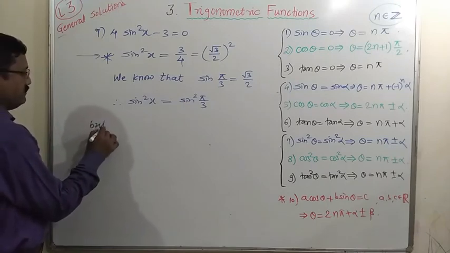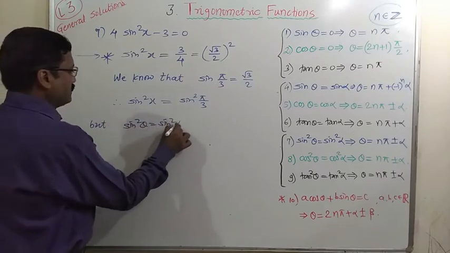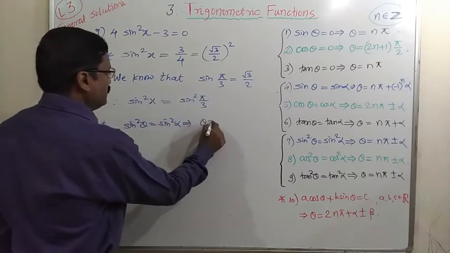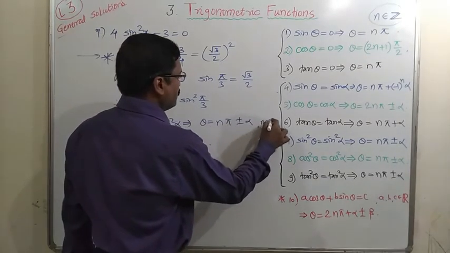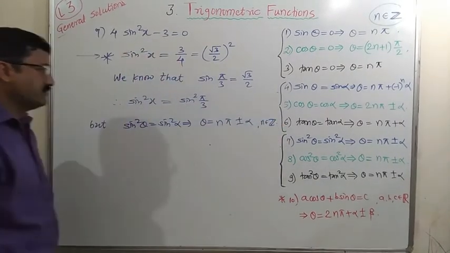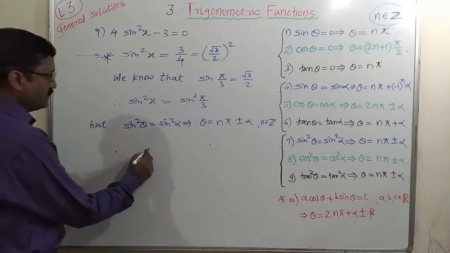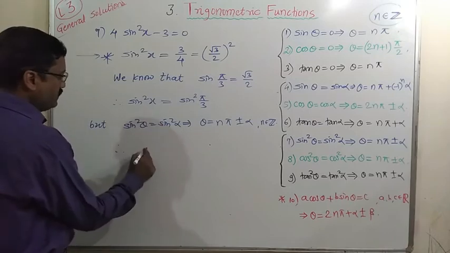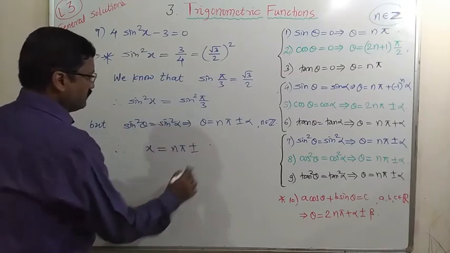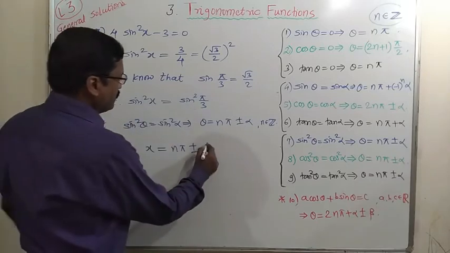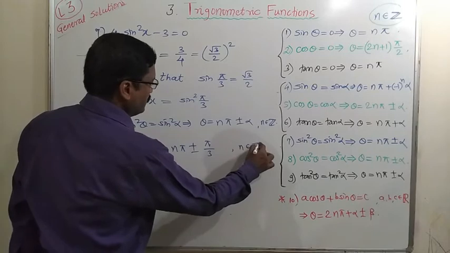Sine square theta is equal to sine square alpha implies theta is equal to n pi plus minus alpha, where n belongs to integers. You know this result. Therefore, we get here theta, meaning our x. So x is equal to n pi plus minus alpha. Alpha is pi by 3, where n belongs to integers.